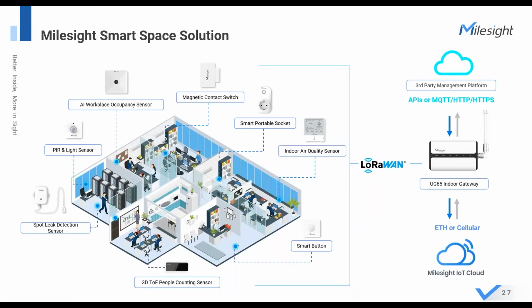Finally, here is a Milesight smart space solution, with real examples mentioned, and I think this will provide you a reference for using Milesight products for a very complete achievement of a smart solution. First of all, in the office area, a 3D ToF People Counting sensor could be installed on different entrances of the place to manage the people flow effectively.